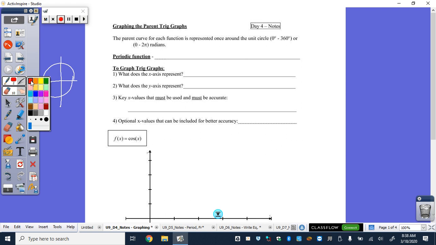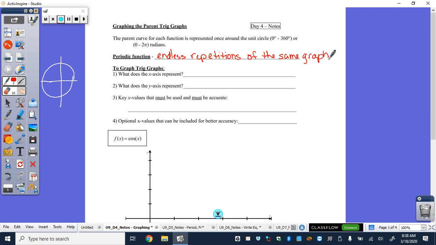So these are what we call periodic functions. So they are endless repetitions of the same graph. Now generally, we only look at a section of them, but they do continue on forever and ever.